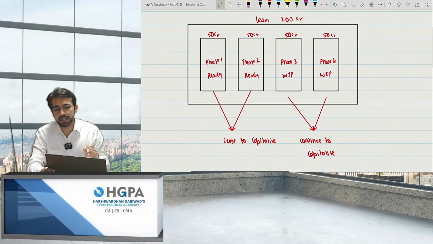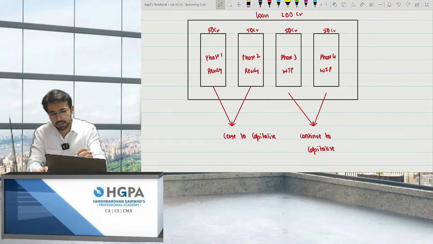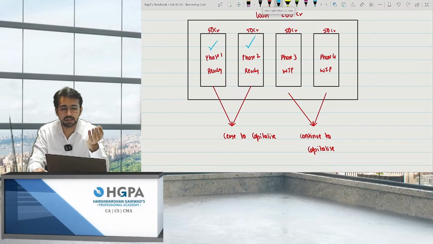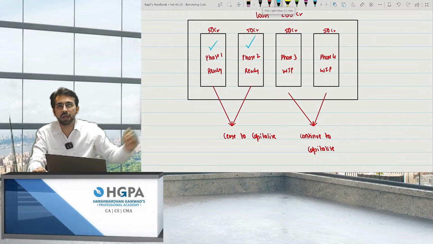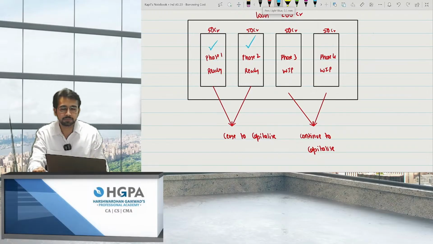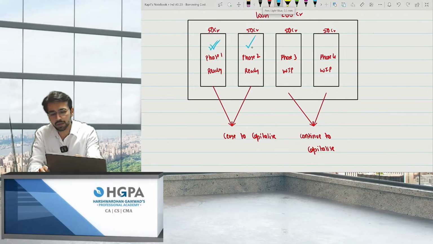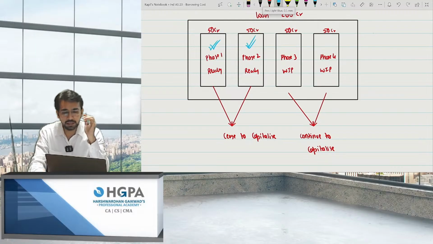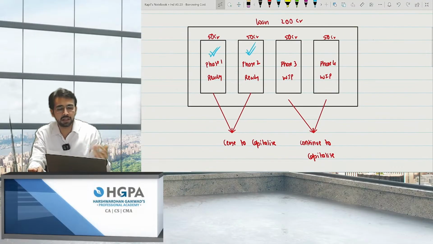Can I stop capitalizing on the first 2 buildings? The answer is yes. If I ask you, will you be able to use these 2 buildings right now? The answer is yes. Obviously, the other 2 buildings are still in WIP, but these 2 buildings are ready for use. So, can you stop capitalizing? The answer is yes, because in individual capacity, you will be able to use them. Therefore, you can stop capitalizing on them and continue to capitalize on the third and the fourth phase, right?